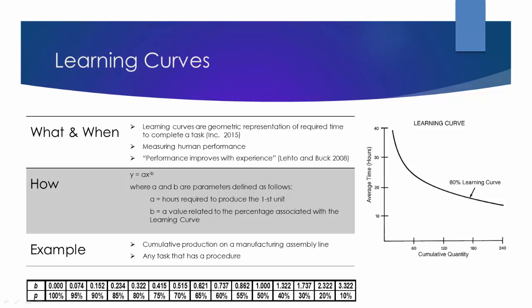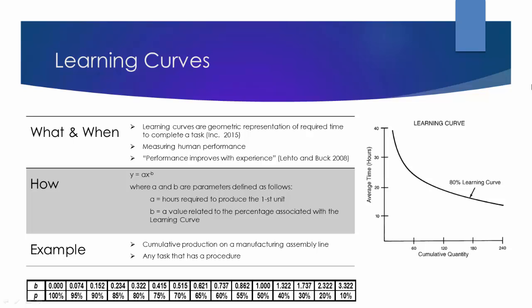We would want somebody who has the p value or the b value, we would want to be much higher. We would want that learning curve to have, say, a 40% learning rate rather than an 85%. It just means that the average time will decrease quicker as the cumulative quantity increases.